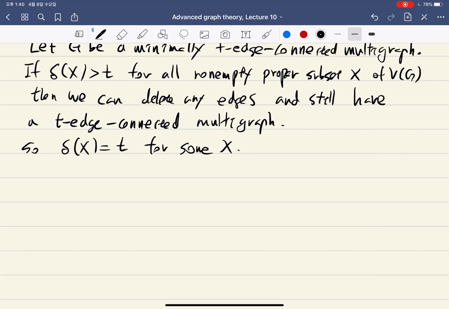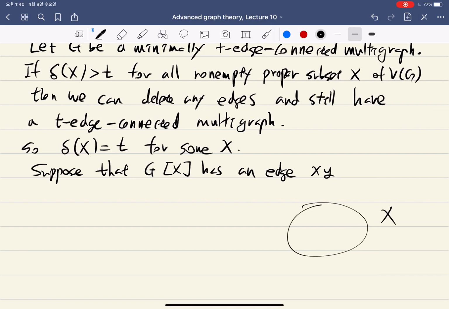And before proving that the smallest one has one vertex, let's show what happens if there is an edge inside. Suppose that X has an edge xy, so we have x and y. Since if we delete this xy, then it is again not t-connected because this is minimally t-connected.